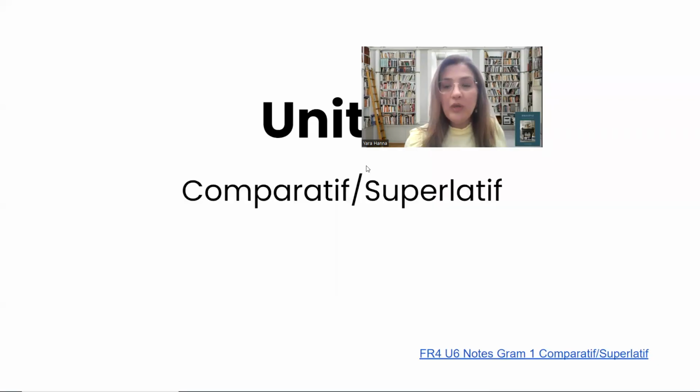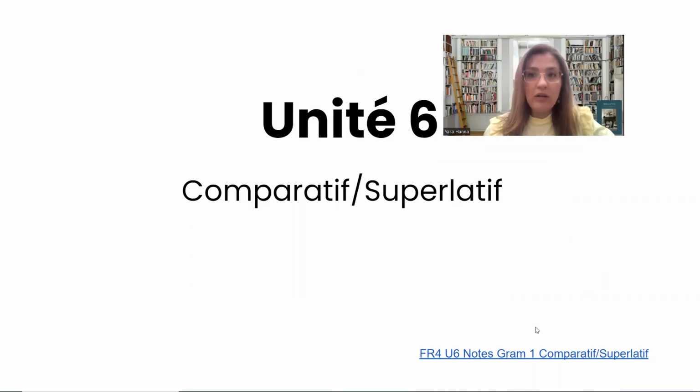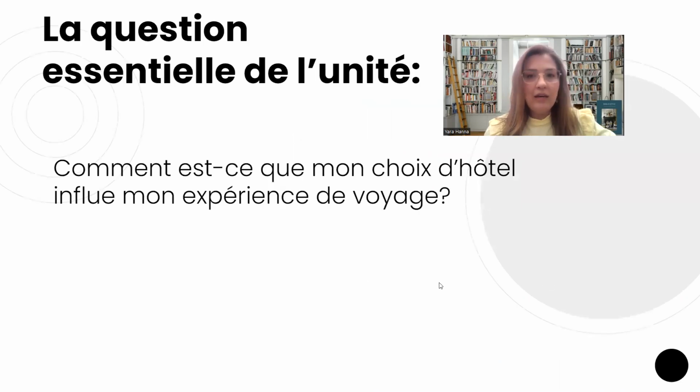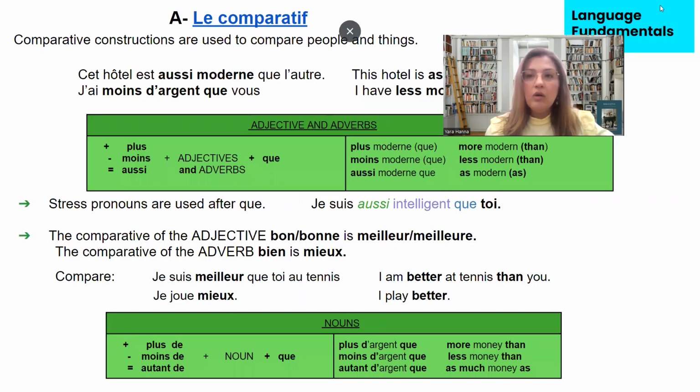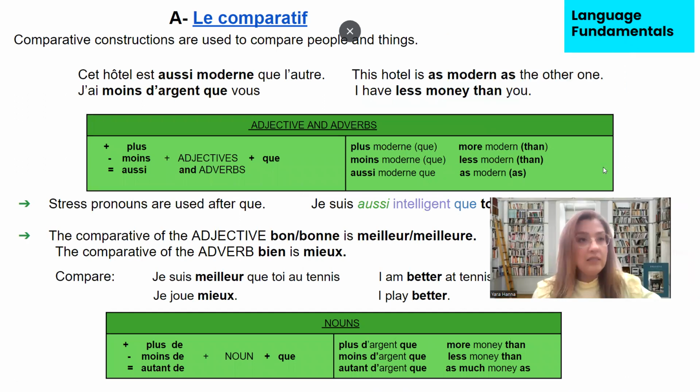So, in this lesson, we will learn the comparative and superlative constructions where we use expressions and phrases to compare one or two items, one or two sentences, words, people, and ideas. The comparatif, what is the comparatif? Comparative constructions are used to compare people and things.